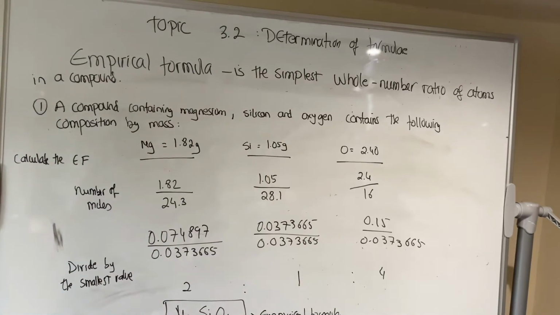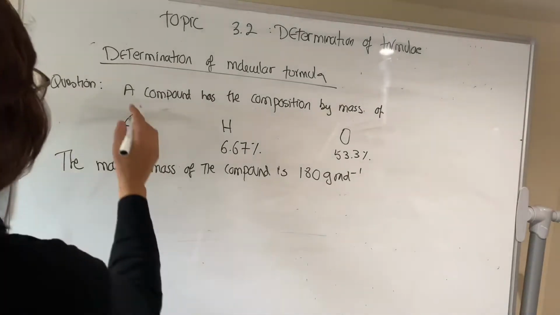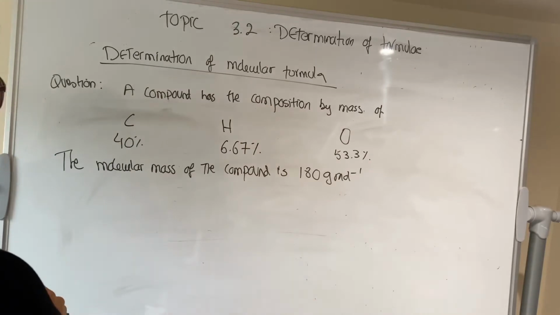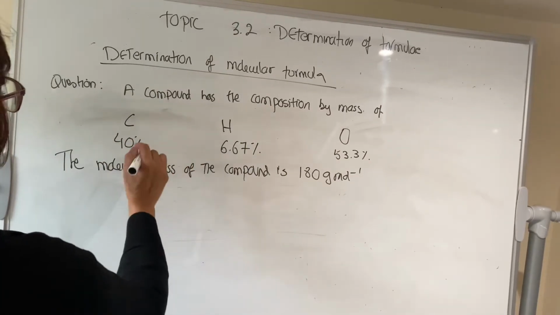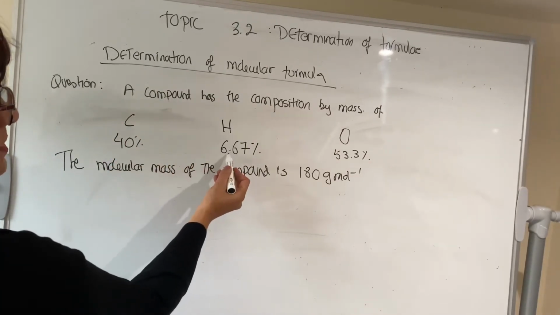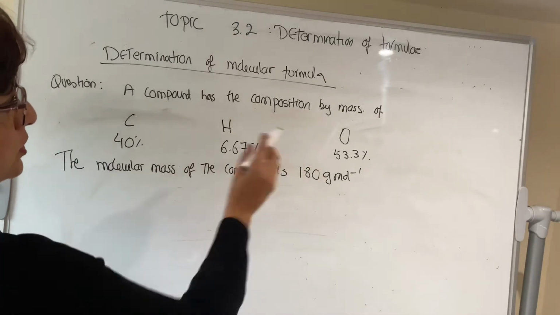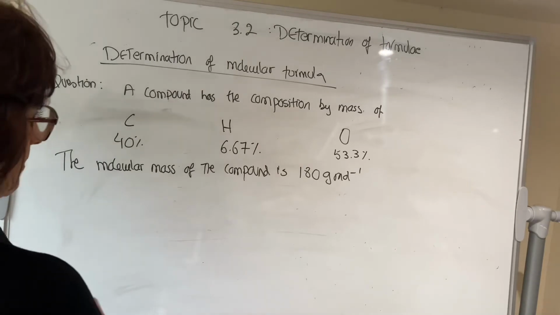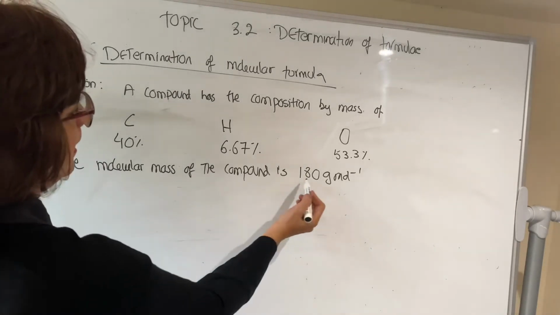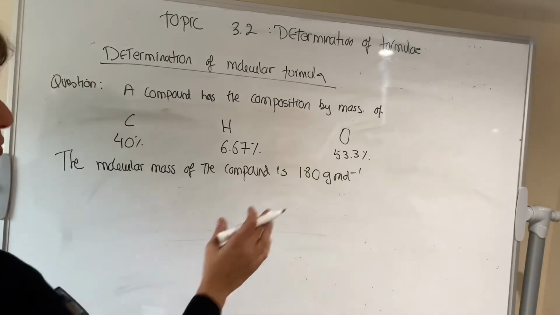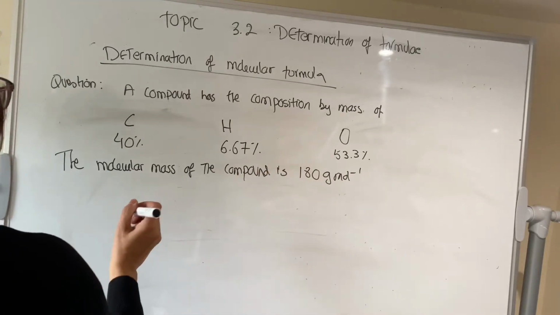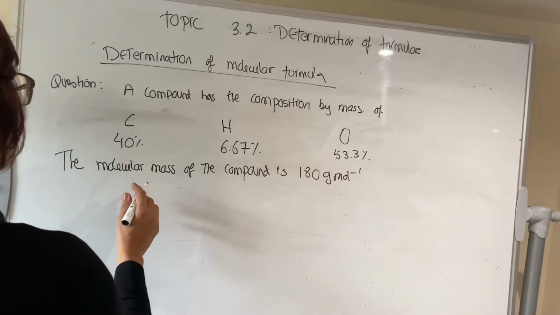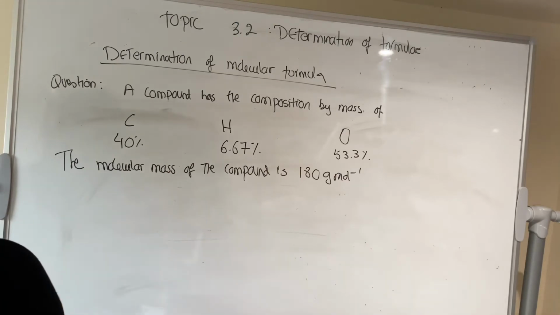Right, now we can work out the determination of molecular formula of a compound. So a compound has composition of carbon 40%, hydrogen 6.67%, and oxygen 53.3%. Altogether that makes 100% if you add them up. It says the molecular mass of the compound is 180 grams per mole. So that's the molar mass. Calculate the molecular formula of this compound.